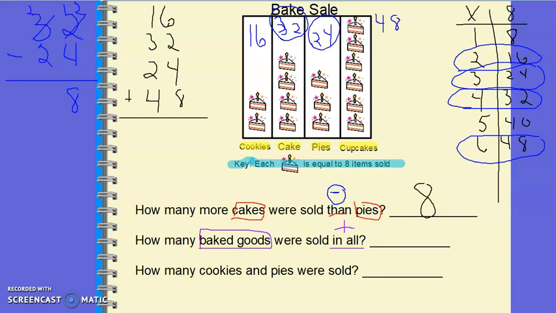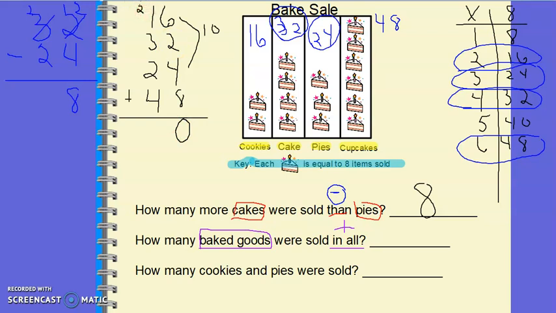So I can look at my ones place. I see a 6 and a 4. Well, I remember that 6 plus 4 is 10. So that helps me. And then I can add 10 plus 8. Well, that's 18. And 18 plus 2 more is 20. So I know that that is 20. So I'm going to regroup that.